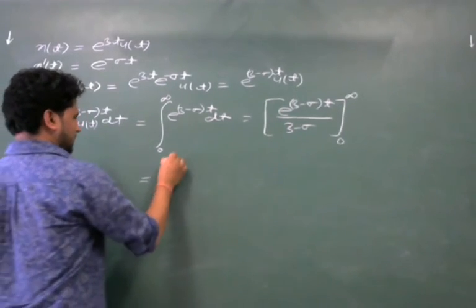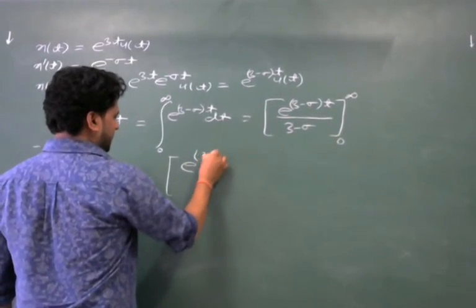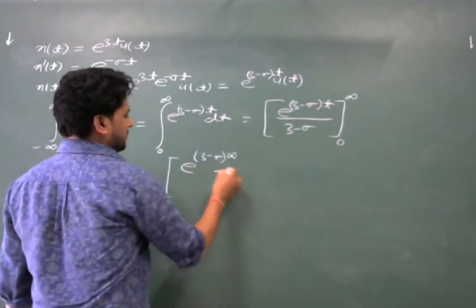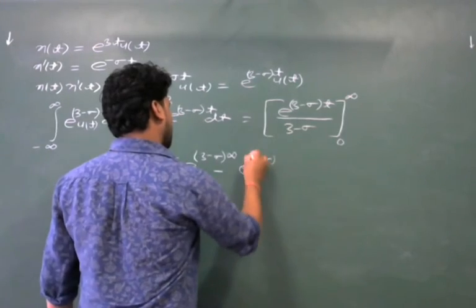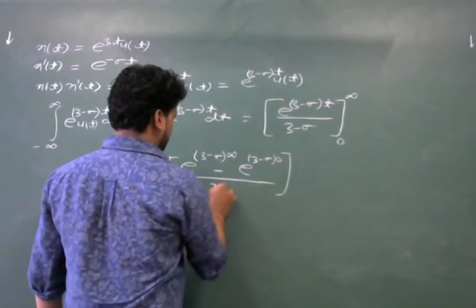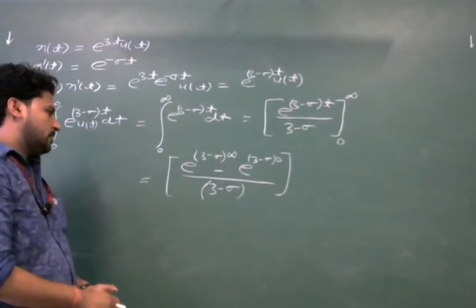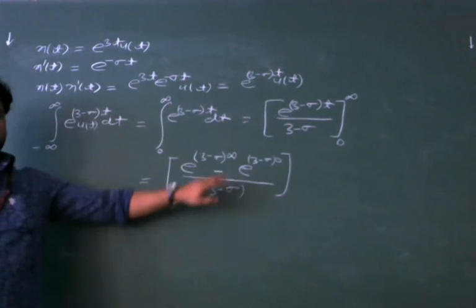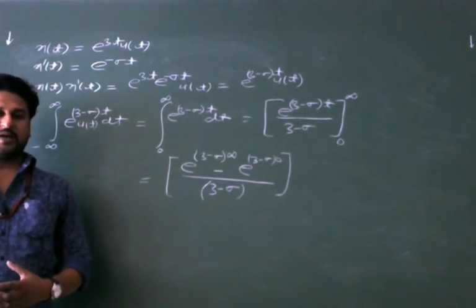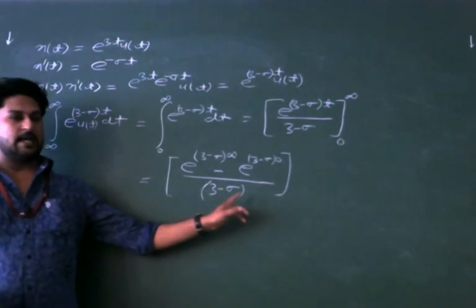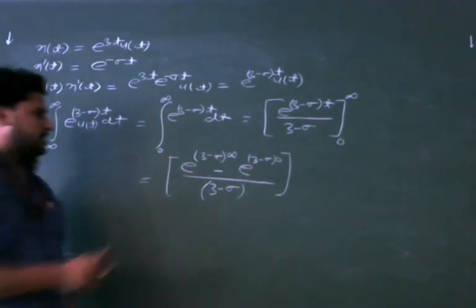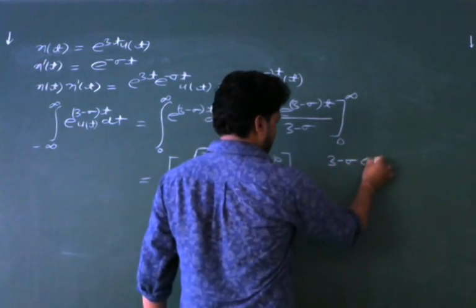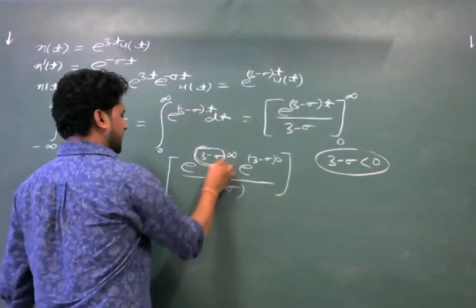Putting the limits, this will become e^((3-σ)·∞) minus e^((3-σ)·0) divided by (3-σ). Now this relation also will give a value equal to infinity, but for some particular values of sigma, this integration can converge. How? Suppose this value 3-σ is less than 0, which means this value is negative.